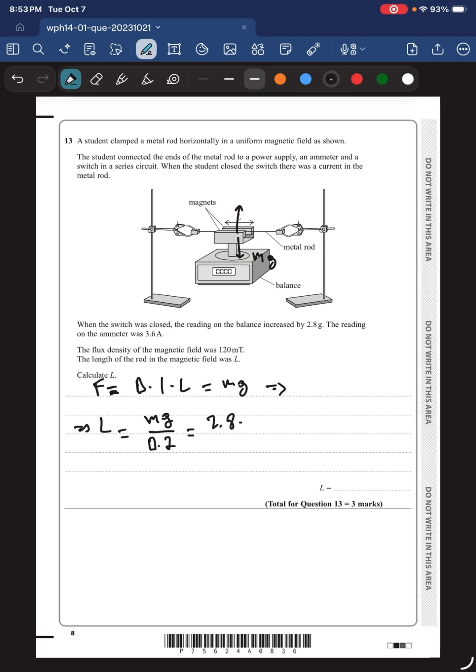So 2.8 times 10 to the negative 3 kilograms. Remember, 1 gram is 10 to the negative 3 kilograms, okay? Times 9.81 over the magnetic field, which is 120 milliteslas, times 3.6 amperes, yields 0.064 meters, which is the answer.